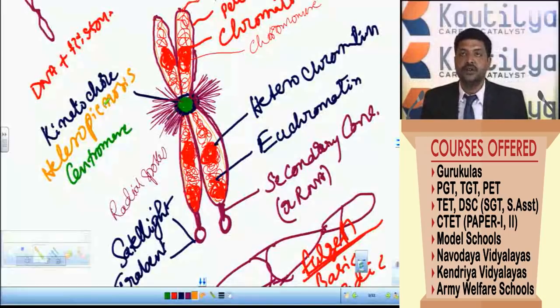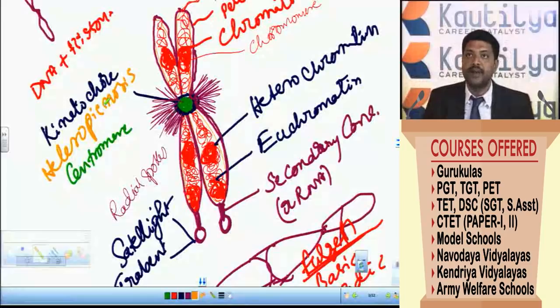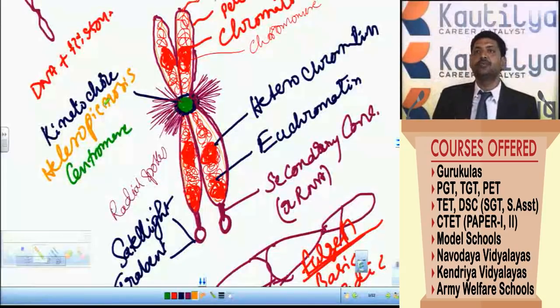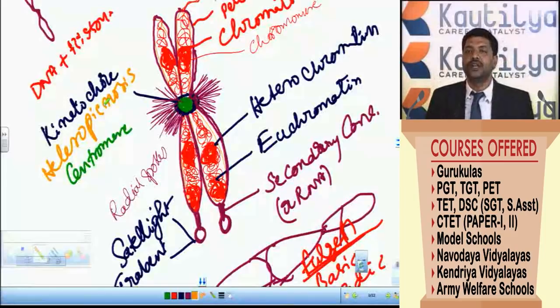Heterochromatin will take more stain because it is tightly packed and has more chromatin material. Euchromatin is lightly stained because it has less chromatin. The differential staining property of this chromatin material is known as heteropycnosis. Now dear friends, you may ask one question here: what is the role of heterochromatin and what is the role of euchromatin?